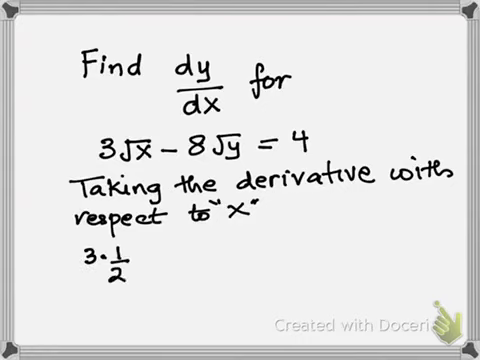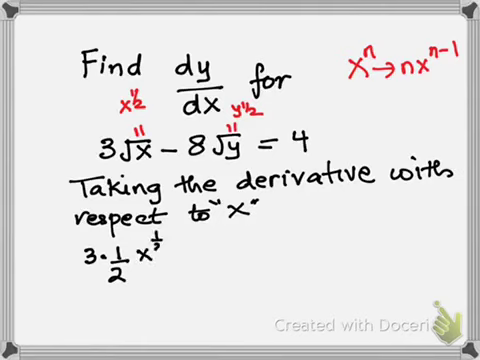I'm going to use my power rule: if you take the derivative of x to the n, it's n x to the n minus 1, right? So 3 times 1/2. Now square root of x can be written as x to the 1/2, and similarly square root of y can be written as y to the 1/2 as well. So going back to my equation, 3 times 1/2, x to the power of 1/2 minus 1. Minus 8 is a constant, so it will stay. Y, again 1/2, y raised to the power of 1/2 minus 1.